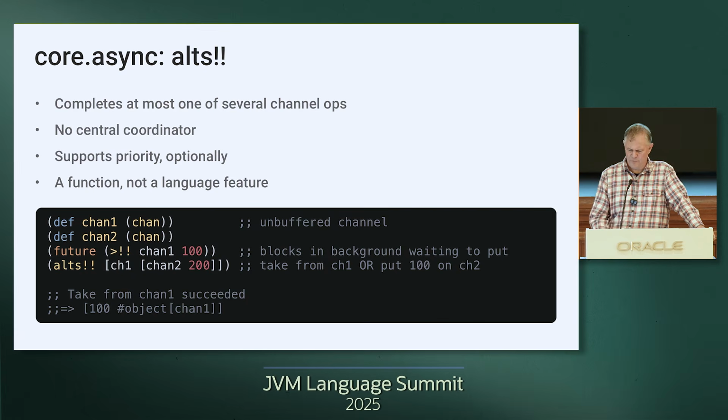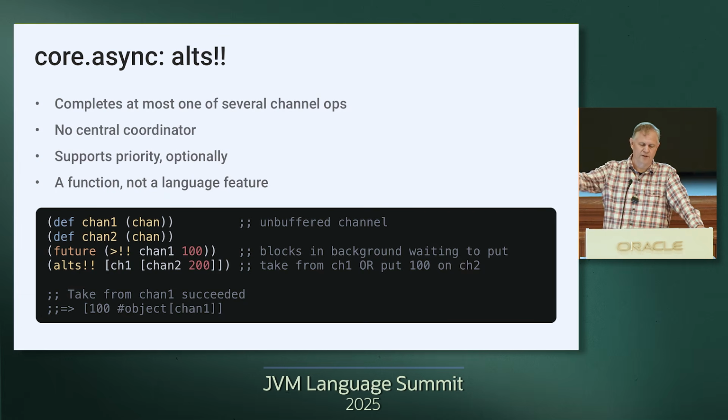So in this example, we're creating two different channels here named chan1 and chan2. I'm not passing size, so that's actually creating an unbuffered channel. So it's sort of a rendezvous. If you put, it has to wait for a taker to match up to it. Future is a Clojure core function, so it's not a feature of core async, but it just lets you execute a body on a background thread, and you get back a future object, a Java concurrent future that you can wait on or deref.